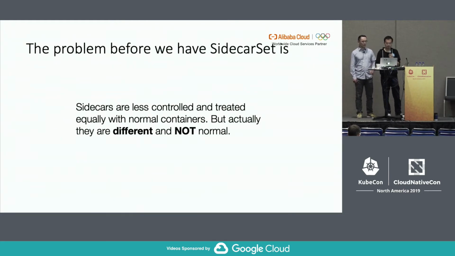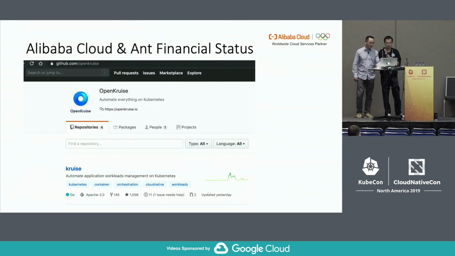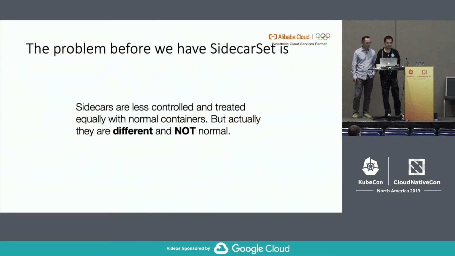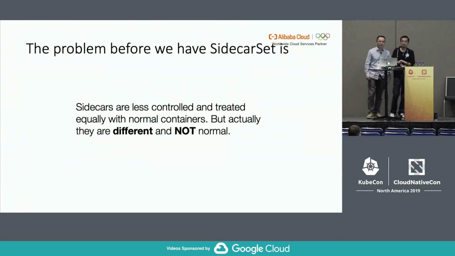Thanks to Lakeland for trying OpenKruise, and congratulations to Lakeland for winning the Contributor Award of 2019. So actually, sidecars are less controlled and treated equally with normal containers. Actually, they're not. They have different life cycles. This is what the upstream community lacks, and this is what SidecarSet does.